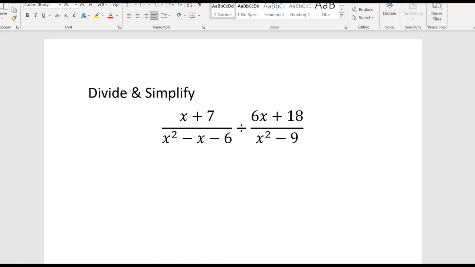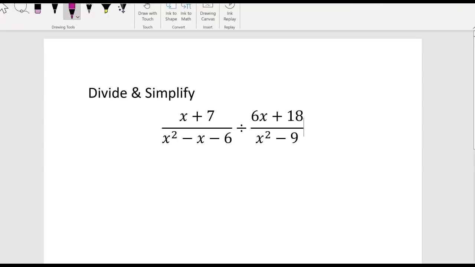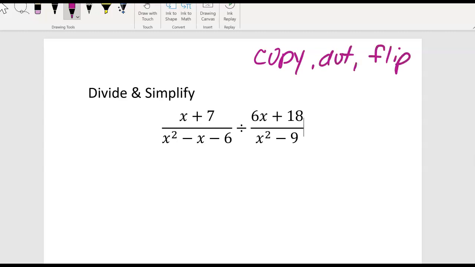The truth is that you actually end up multiplying the expressions. You may recall from when you were younger, a teacher teaching you a little trick: copy, dot, flip. It's not really a trick, but this is just a reminder that whenever dividing fractions, you end up multiplying. All right, so I'm not going to go into the why, but here's what you should do.